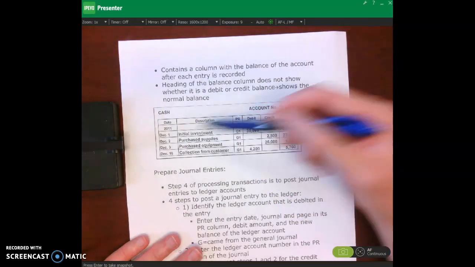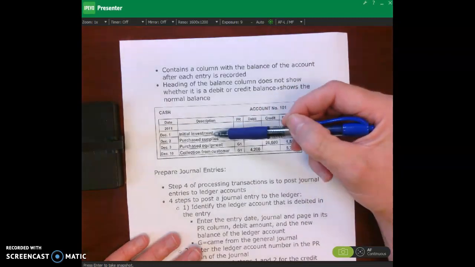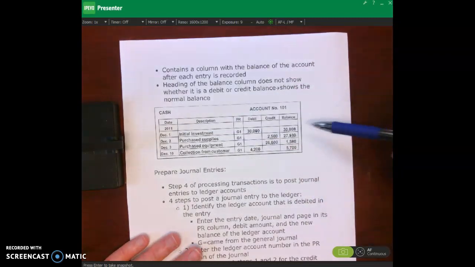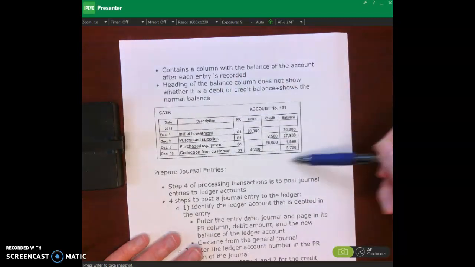Okay. So you can see over here, if we look at this a little bit more closely, we have the date on this. We have our cash, account number 101. We have the date, we have the description, we have the debits and credits, and then we update the balance. Okay, and this is a snapshot of the general ledger.